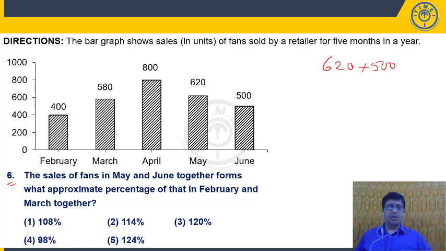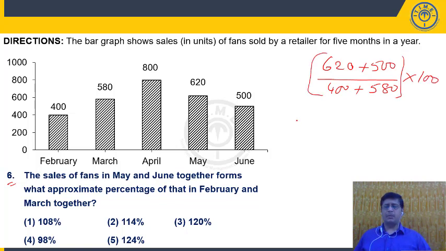The sales together form approximately what percentage of February and March? So what about February and March? February 400, March is 580. So 400 plus 580. So what do we need to find? Percentage, approximate value. So 600 plus 500, 1100. So 1120 by 980 into 100. 0 to 0 we can cancel. So here just look at 98 into 10, it is 980.